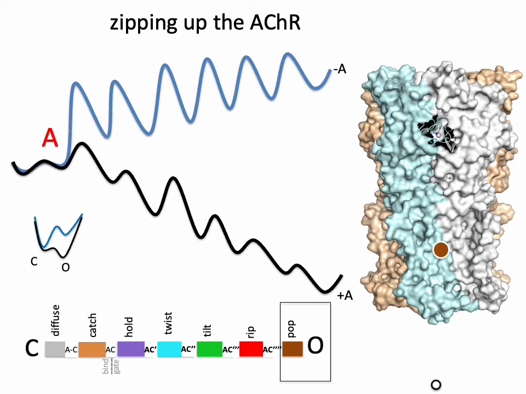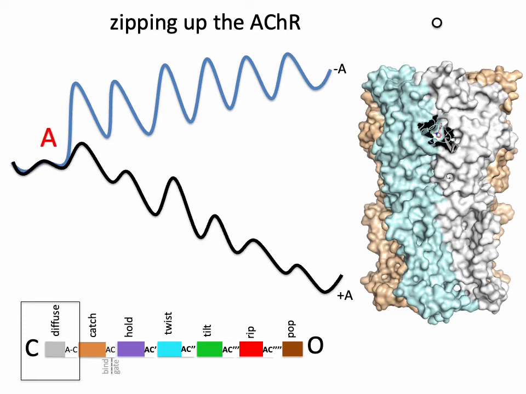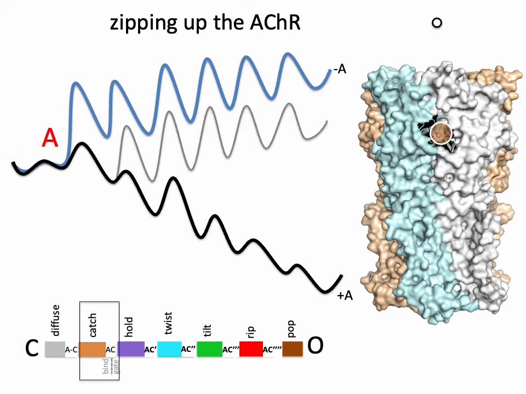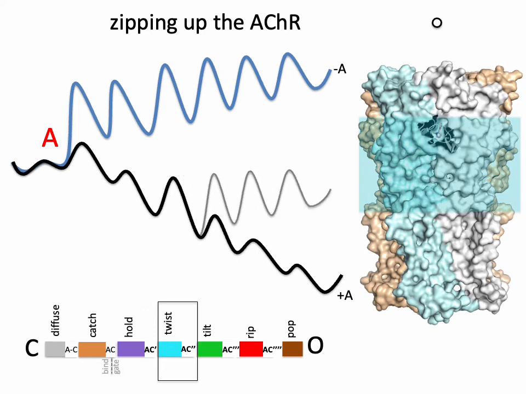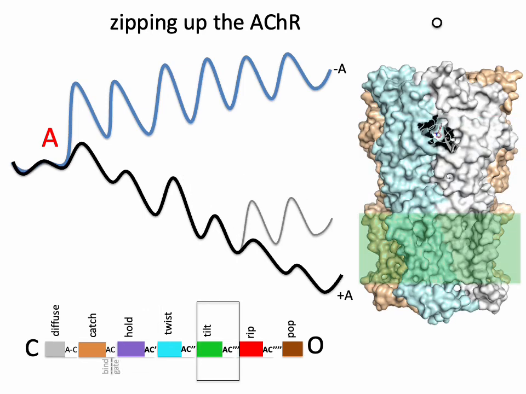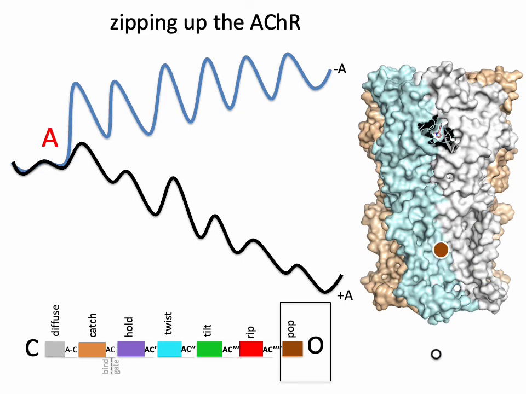And now I want to show this again in structure. Let's focus in on the structural part, because our Phi map allows us to locate these in the protein. So that's the ion shown up above, and you can see the binding site with the ligand inside. And now we're going to go through catch, hold, twist, tilt, and pop. And then the ions can go through.